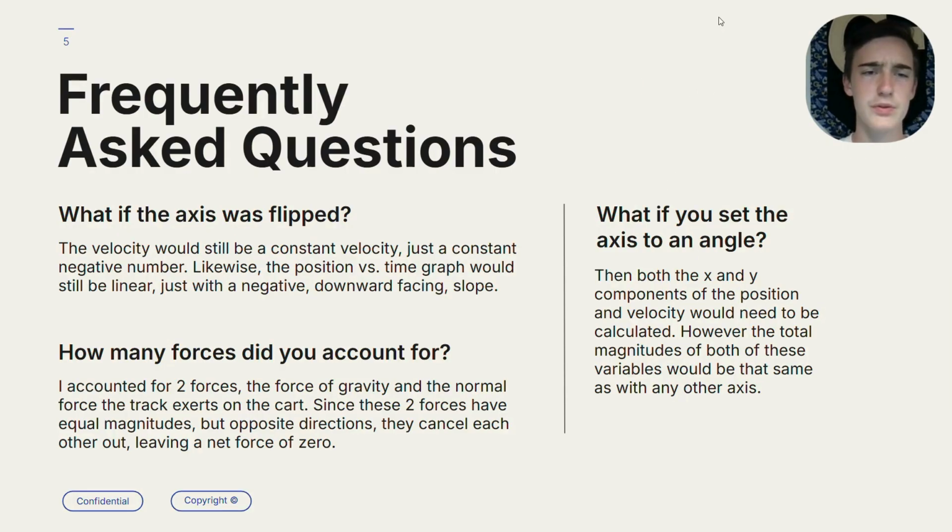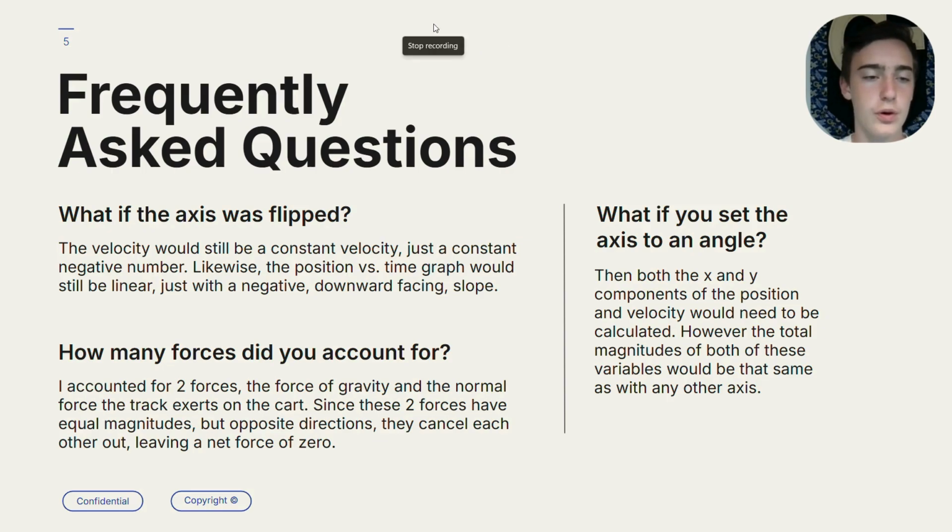Some of the frequently asked questions are, what if the axis was flipped, this being the x-axis, which I got into a little bit earlier. Basically, all it would change is it would make velocity negative and make the position versus time graph still linear, but with a negative slope, or facing downward. But both of them would still have the same magnitudes, which we also see as we go into the next question, which is what if you set the axis at an angle? There would be an x and y component to position and velocity. However, the magnitudes of both of these variables would still be the same, as just changing the axis doesn't change anything about the magnitudes of what happens in the real world.